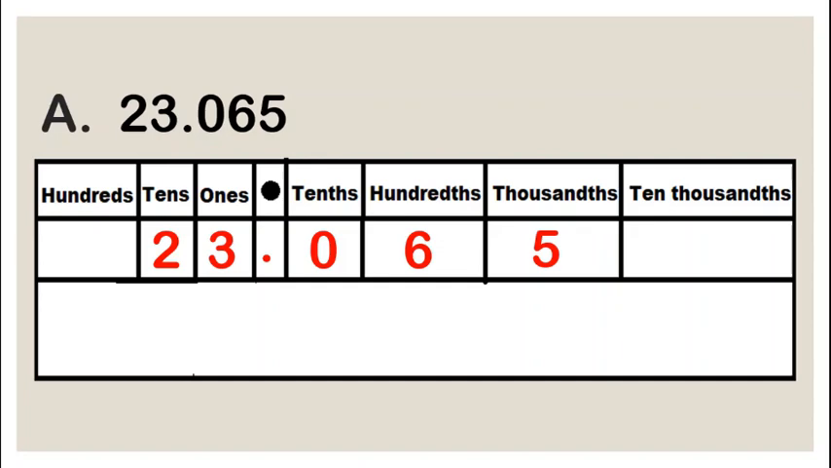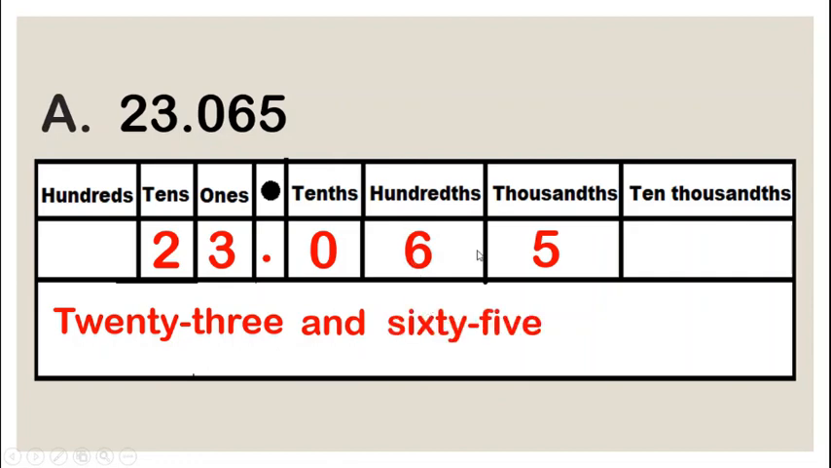Always remember that when we are using the decimal place value chart, we can write it more easily. First we need to write the whole number, which is 23, and the decimal point, which is "and". Ignore the 0 because 0 has no value, so we read 65, and the last decimal place value is thousandths. So we can write the following decimal number as 23 and 65 thousandths.